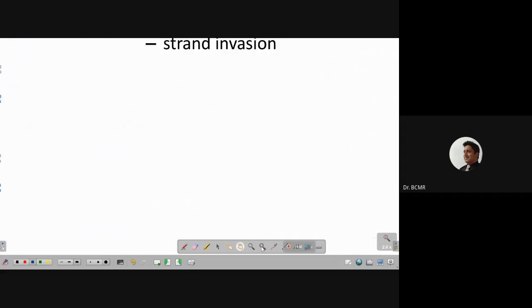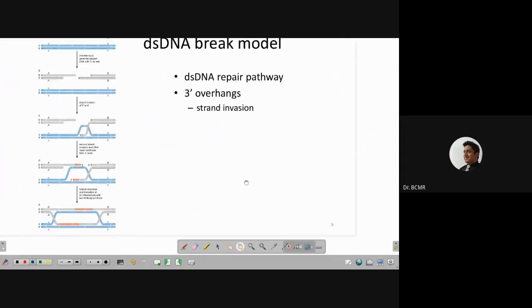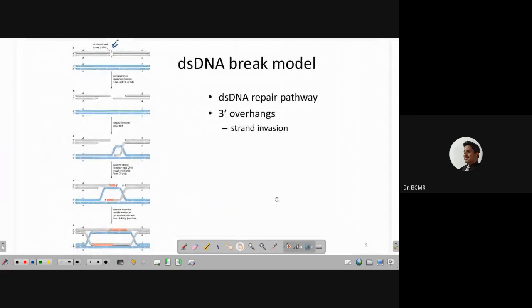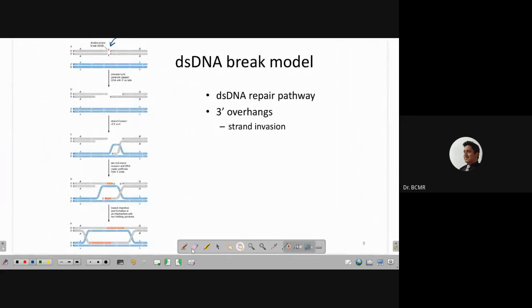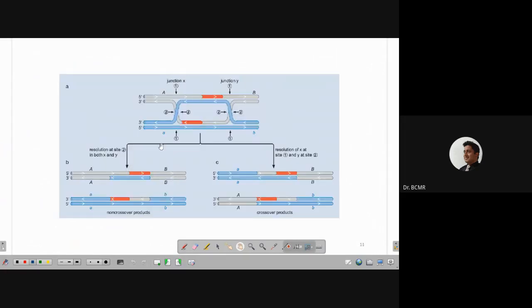So I hope you understood the basic concepts of the Holliday junction and the double strand DNA break model, and what we will see now is some problems. This is where the resolution part is important. We can call this Holliday junction, just for reference, X and this Holliday junction Y. So each can be resolved either in site 1 or site 2.